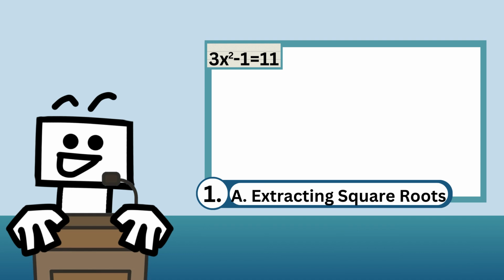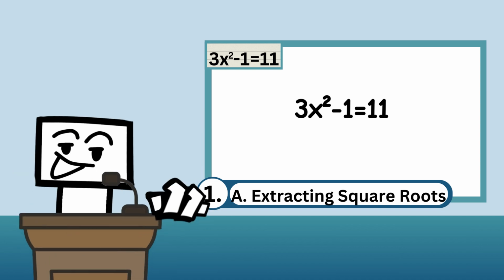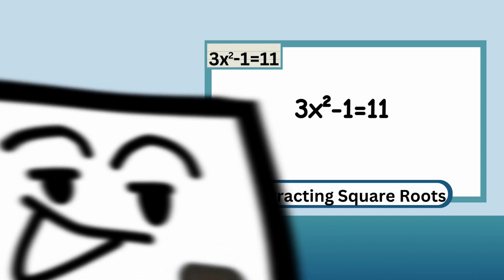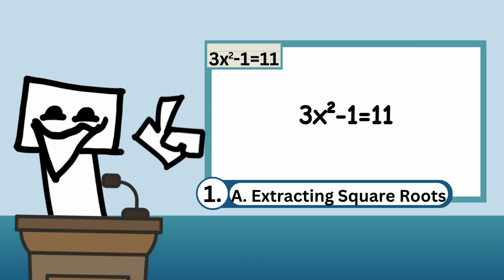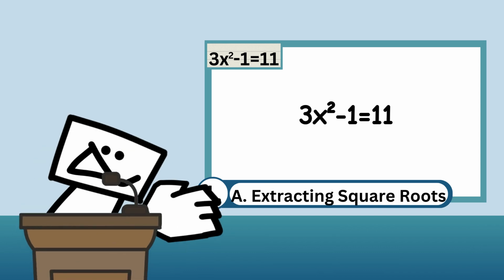Now let's start solving. Let's start with observing 3x squared minus 1 equals 1. Something feels off, right? Yeah, that's right. Your x isn't alone. So, what should we do? As I said before, let's get the x all by itself. How do we do it?